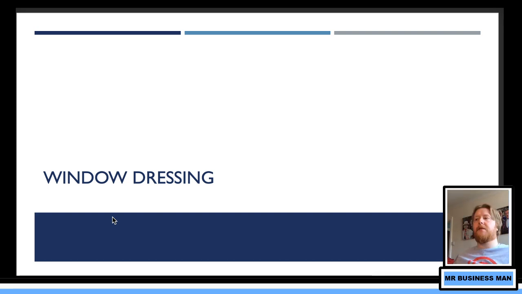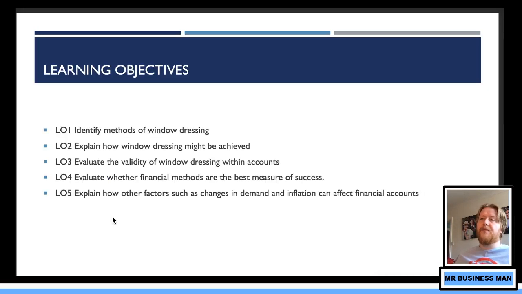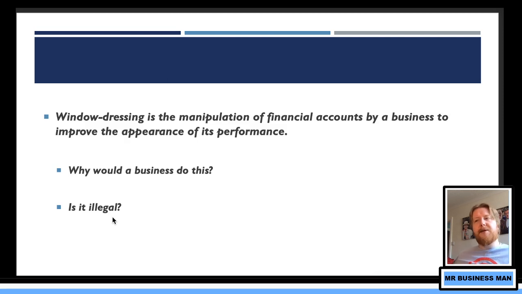But window dressing. Now, you might not have heard of window dressing. It's something that we don't really talk about much in business, especially not in the first year. But you might have heard of it if you do accounting or anything like that. So window dressing is the manipulation of financial accounts by a business to improve the appearance of its performance. Now, it's really important when you're talking about window dressing that window dressing isn't illegal. It's not. You could say it's immoral to some respects because you could argue that you're trying to confuse people. You're trying to make it look better than it actually is.